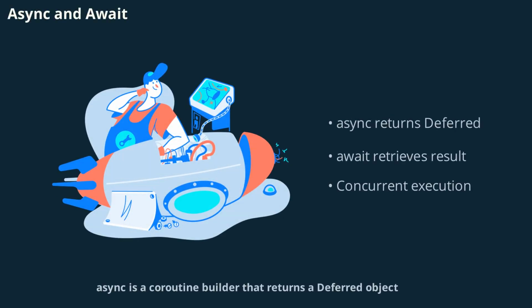Async is a coroutine builder that returns a Deferred object, representing a future result. It allows concurrent execution and provides a way to retrieve the result later using await or other Deferred functions. This is useful for tasks that need to run in parallel and return results.